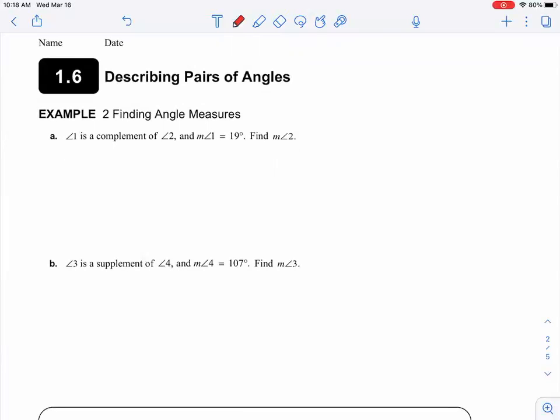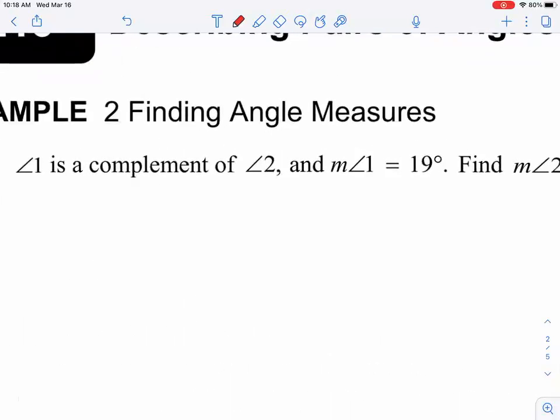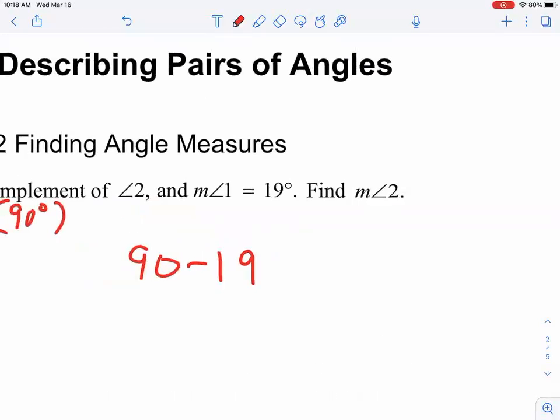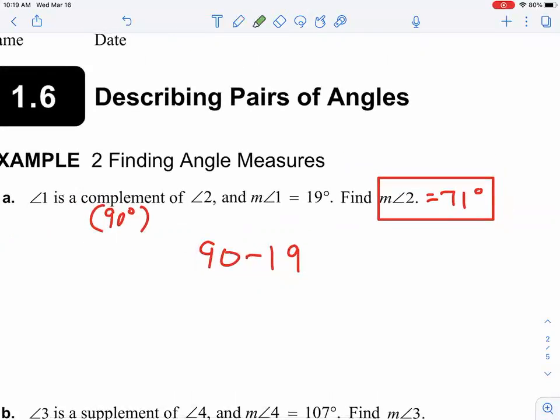All right, so in this example, angle 1 is a complement of angle 2. Remember, complementary means they add up to 90 degrees. So if angle 1 is 19 degrees, what is angle 2 going to be? Well, we would have to do 90 minus 19, so that they add up to 90. So 90 minus 19 would be 71. So the measure of angle 2 would have to be 71 degrees. Now they are complementary. 19 plus 71 adds up to 90.